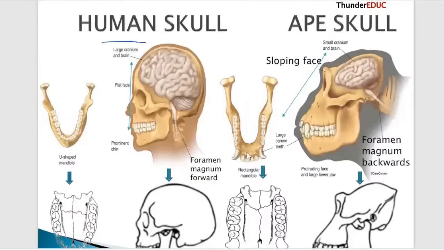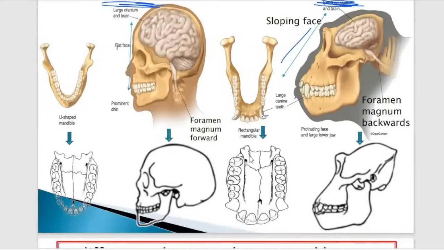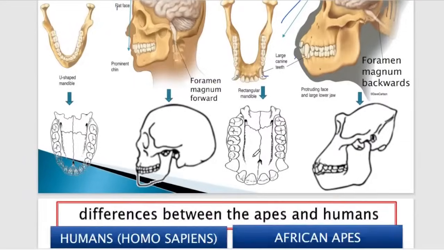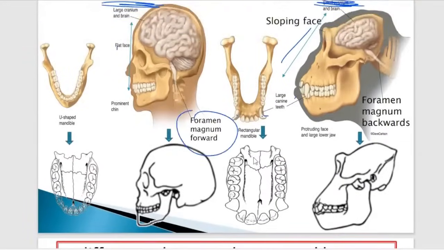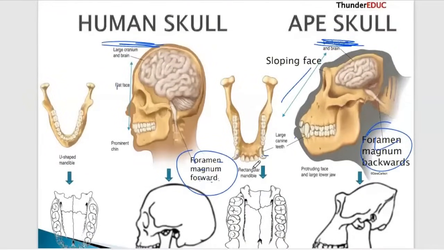Differences between the skull of humans and other primates, please know them: sloping face, flat face, the canines. These ones, guys, I'm not going to talk about too much, but there's something I need to talk about here. Position of foramen magnum: we say that it is in forward position. Foramen magnum is in forward position. We don't use any other word. In other primates, foramen magnum is in backward position. That's it. Then prognathus, the protruding jaws.